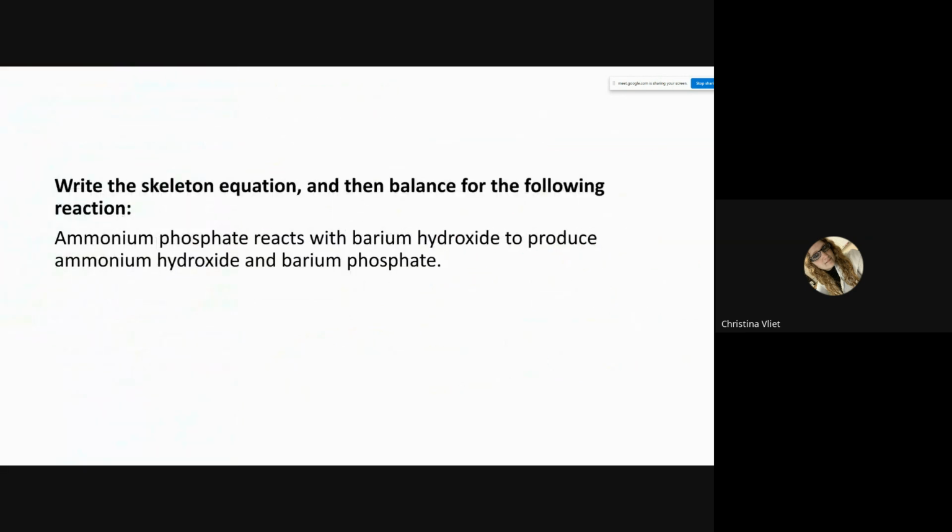All right, I have one more that I wanted to show you. This is the last one. Write the skeleton equation and then balance the following reaction. I'm going to go, like I said, over a review of topics on the test.